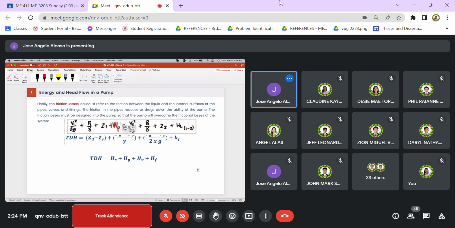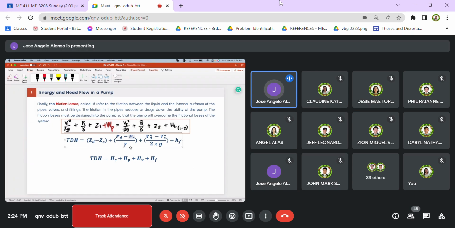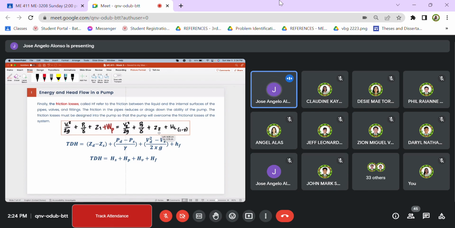So we can further convert this energy balance equation into this equation. Total dynamic head is the difference between the elevation on the discharge and the suction plus the velocity difference in discharge and the suction plus all the losses or frictional losses in our system.